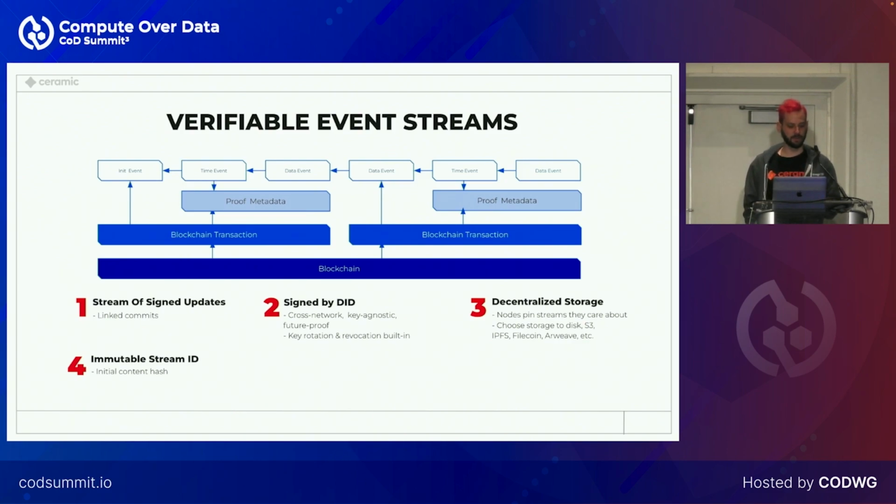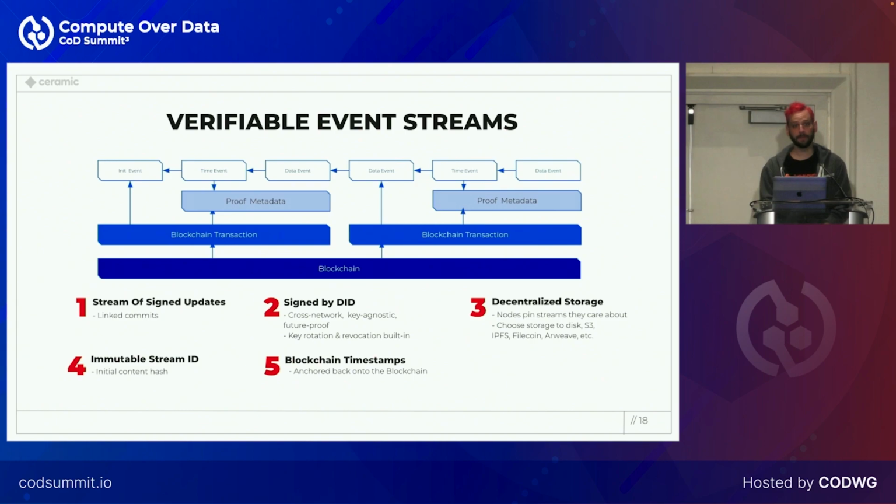So in the case of Ceramic event streams, the stream ID is derived from the CID of the initial event in the stream. The initial event in the stream establishes the metadata for that stream: what data set it represents, and the access control rules around who's allowed to publish data into that stream. And from that encoded data, you get the persistent identifier that allows you to look up the stream even as new events are published into it.